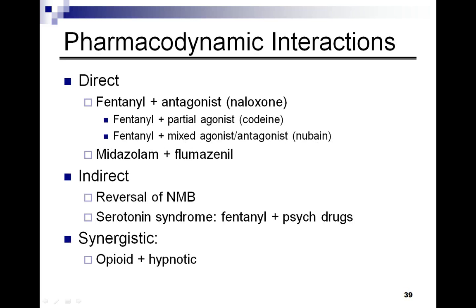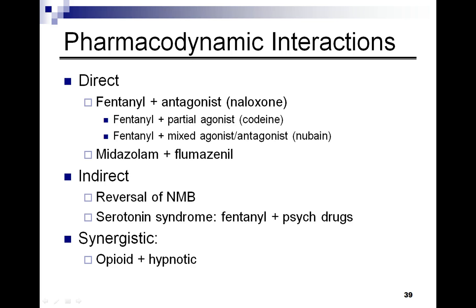Next, we're going to talk about drug interactions. First, there are pharmacodynamic interactions. There are direct interactions like fentanyl and Narcan, fentanyl and its antagonist, or partial agonists like we just discussed a moment ago, like fentanyl and codeine, or even mixed agonist antagonists like fentanyl and Nubain, midazolam and flumazenil. A lot of drug reversal is due to direct pharmacodynamic interactions.